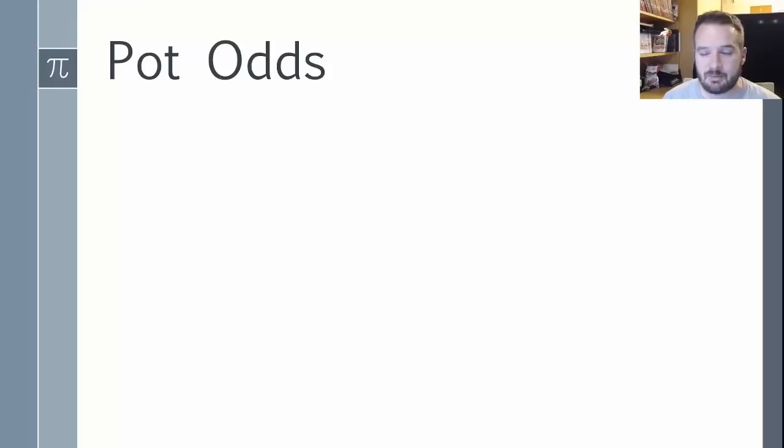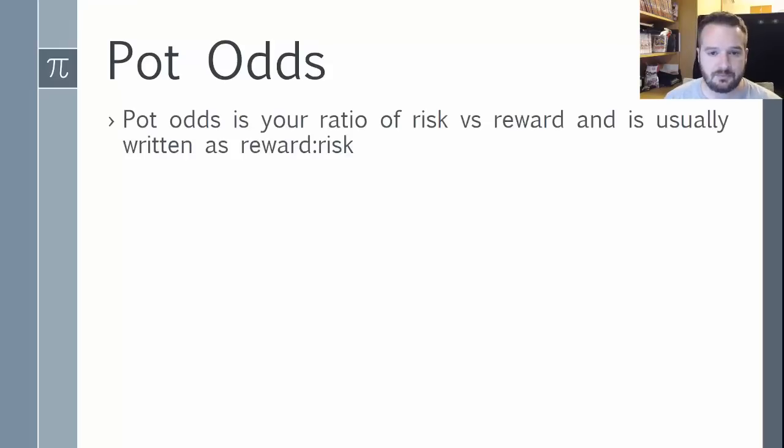So let's talk a little bit about pot odds. Pot odds is your ratio of risk versus reward, and is usually written as reward to risk. So you'll hear a lot of people say, I'm getting 2 to 1, I'm getting 3 to 1, things like that. The reward is going to be the 2 or the 3, and the risk is going to be that 1 that they're throwing out in those cases.